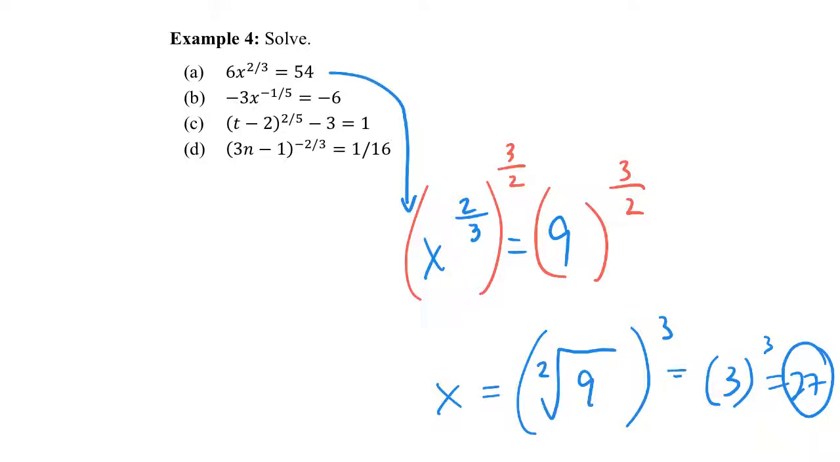The next 3 are identical. There's no difference whatsoever. It's all about step 1. If you can get through step 1, step 2 and 3 are very easy. Step 1 is just isolate the variable with the exponent. So just like Alex divided by 6 earlier, let's get rid of that negative 3 for part B. Do part B on your own, please.